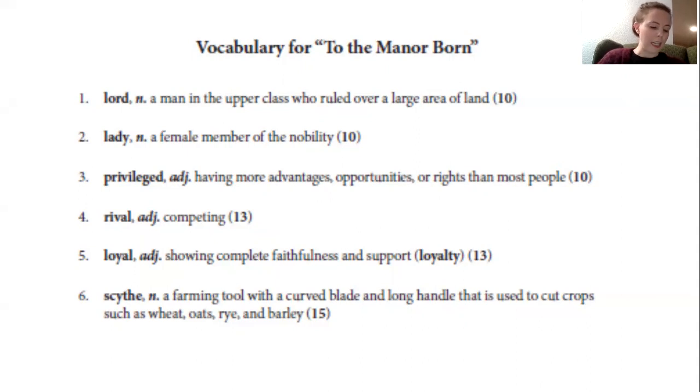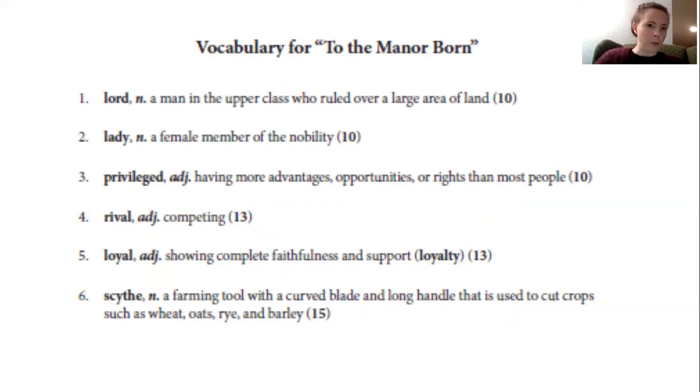Number 2 is lady. We use that word now just to describe a woman, but here, lady is a noun, and it means a female member of the nobility. If you're not quite sure what the word nobility means, hopefully by the end of this chapter you should. So a female member of the nobility. I've heard the word noble before.